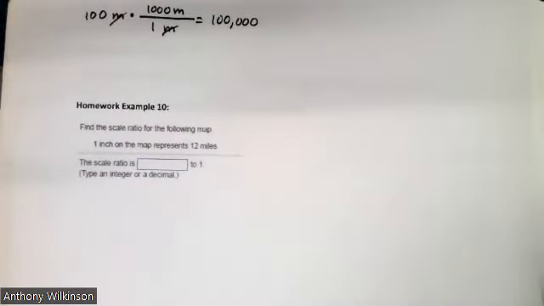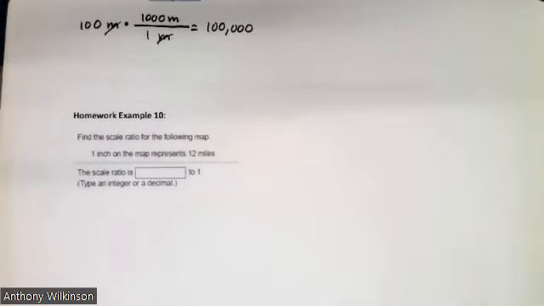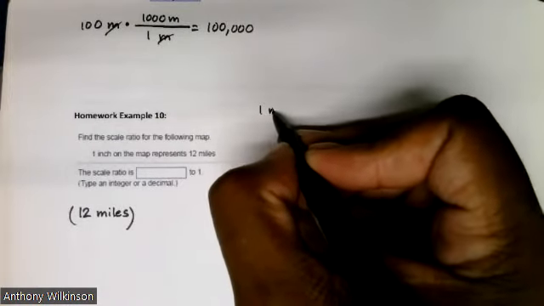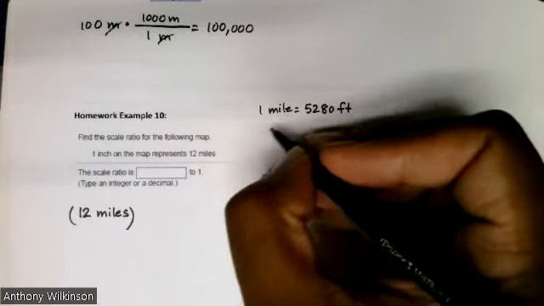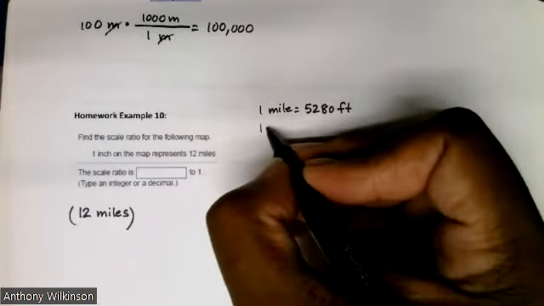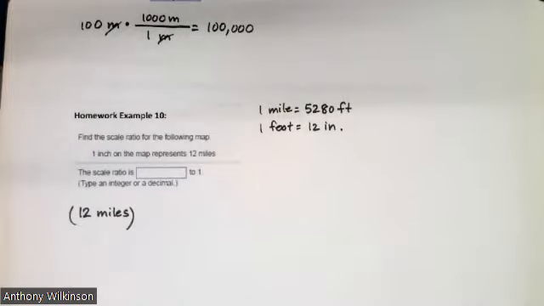All right, here's another example. Find the scale ratio for the following map. An inch on the map represents 12 miles. 1 inch on the map represents 12 miles. All right, so this means this. We need to know that 1 mile is 5,280 feet. We also need to know that 1 foot is 12 inches. So we need to convert 12 miles to how many inches?